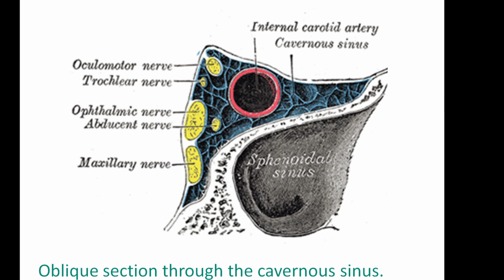Here is the scheme that demonstrates the cavernous sinus, its walls, and the anatomical structures passing through it. Among them, as you already know, the internal carotid artery, the oculomotor nerve, trochlear nerve, ophthalmic nerve, abducent nerve, and maxillary nerve. And pay attention that the sphenoidal sinus, from the group of nasal sinuses, is near the cavernous sinuses. It's separated from it by a thin bony plate. It has its clinical meaning in case of any purulent processes within the sphenoidal sinus.